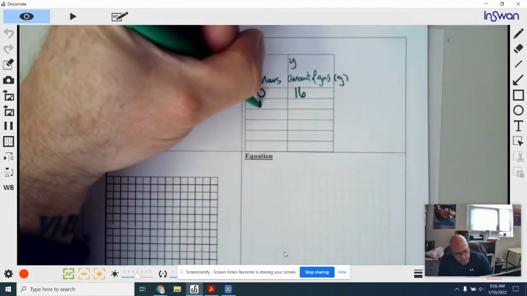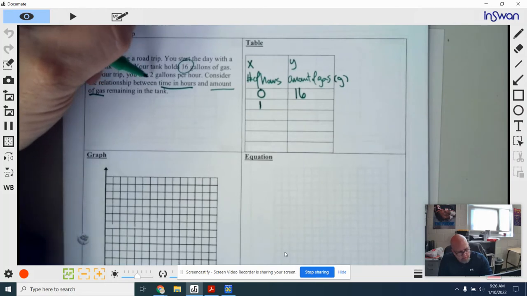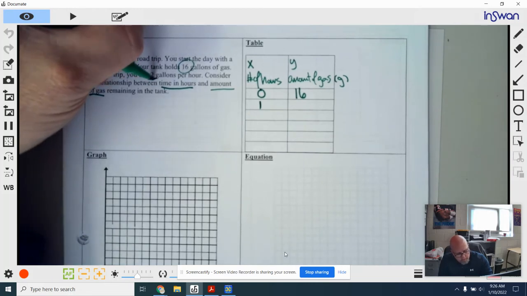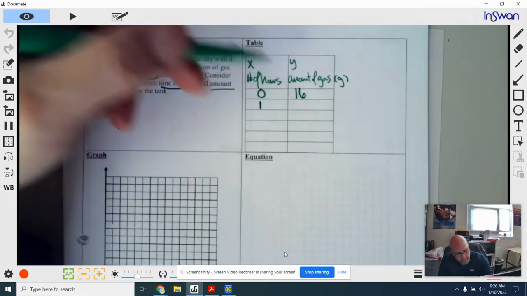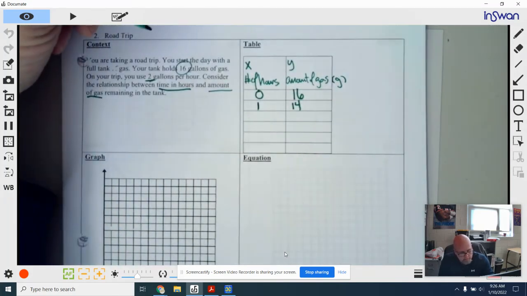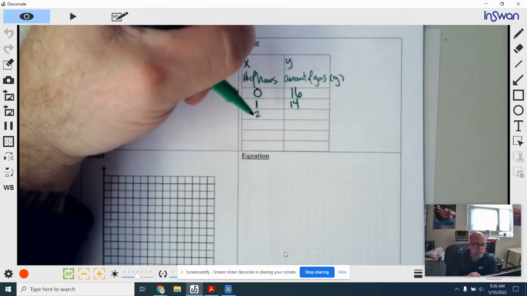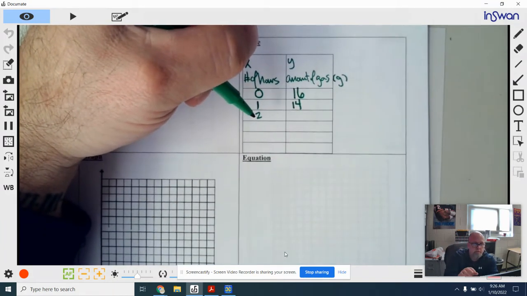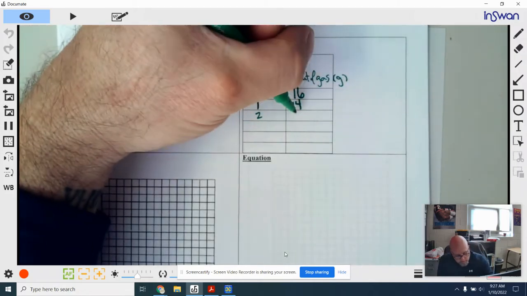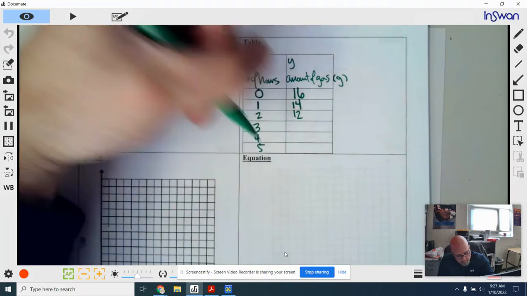Okay, now at 1 hour, what happens? Well, as you get going, you use 2 gallons per hour. So if I had 16, I used up 2. That means I only have 14 left. Okay, and if I continue, at 2 hours, same thing, you subtract 2. So 12. And I want to continue up through 5.